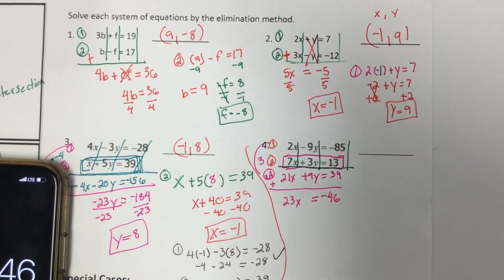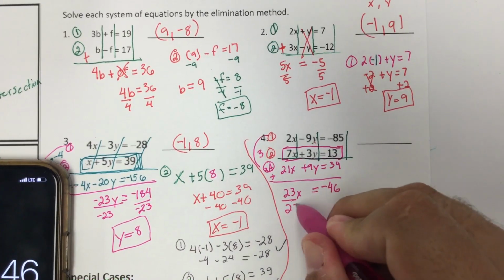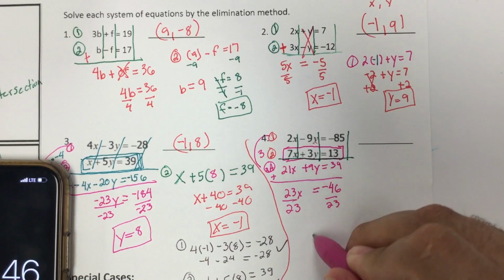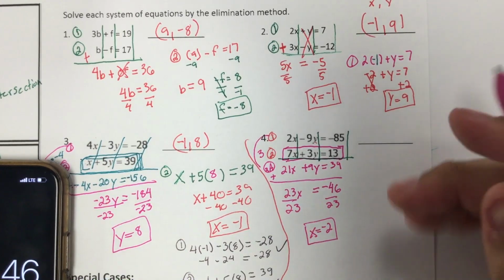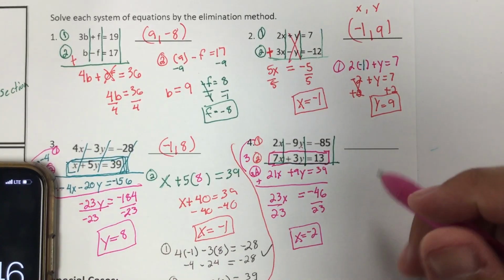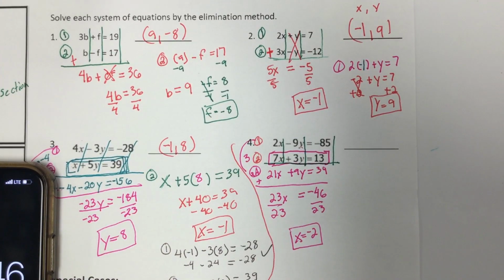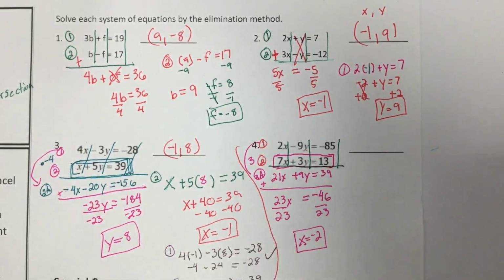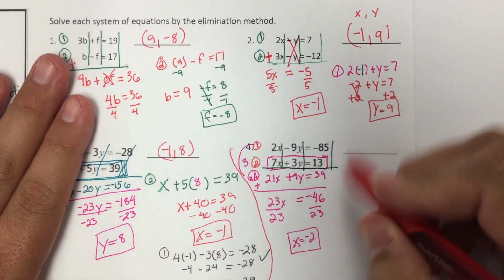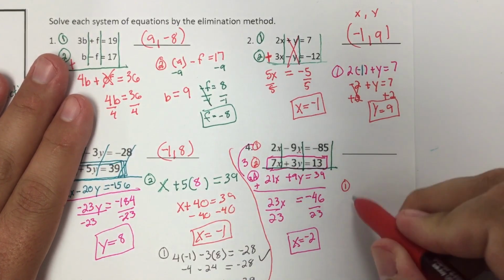Real easy peasy. Then I take my 23, I divide everything by 23, and I get x equals negative 2. All right, so I have the first part of my solution. Now I got to go in and find my second part of the solution. And I can use either equation. Doesn't matter, okay? You notice here, I used equation 2. I'm going to go ahead and use equation 1 here, just so I show you that it doesn't matter which equation you use.